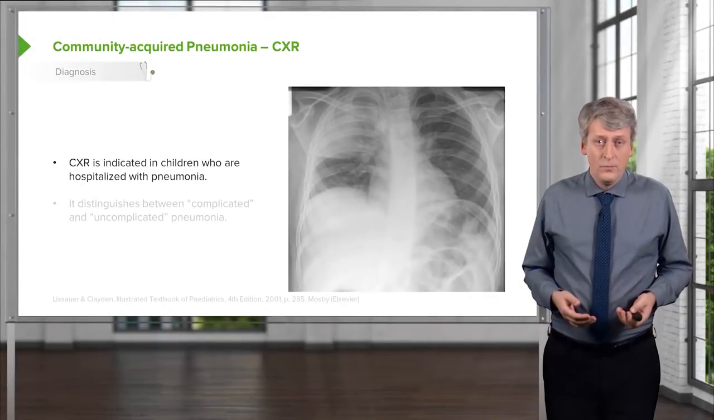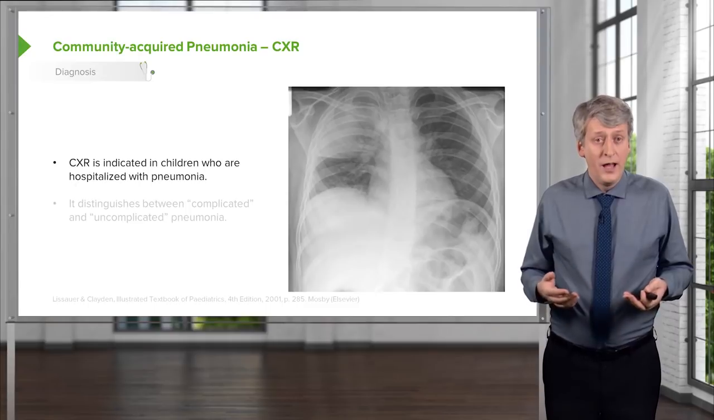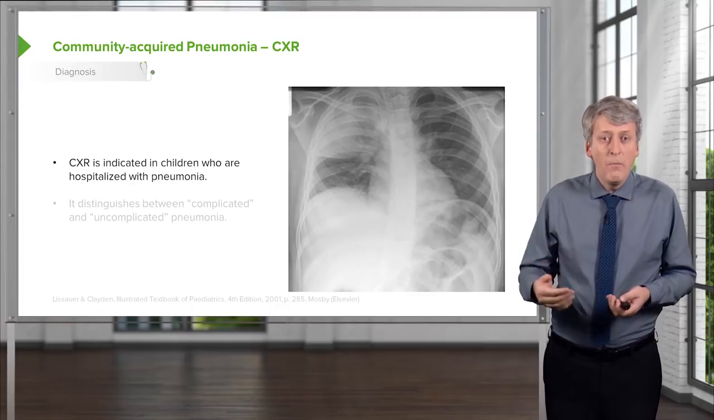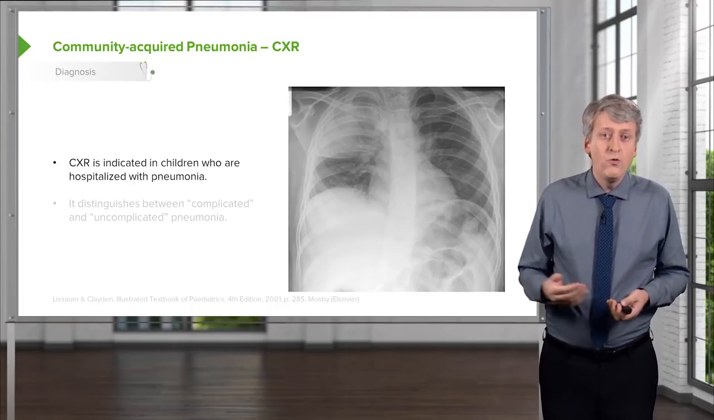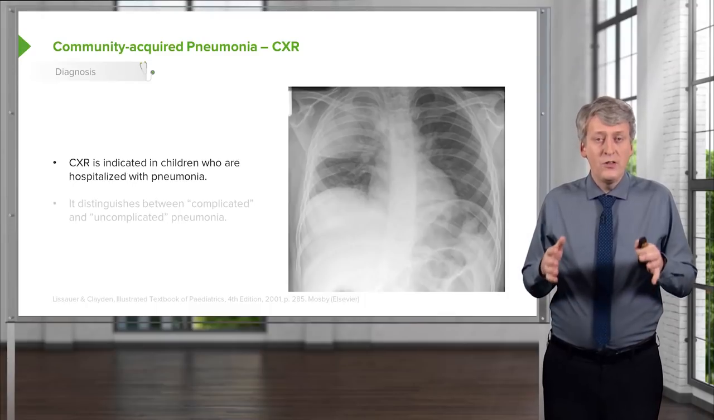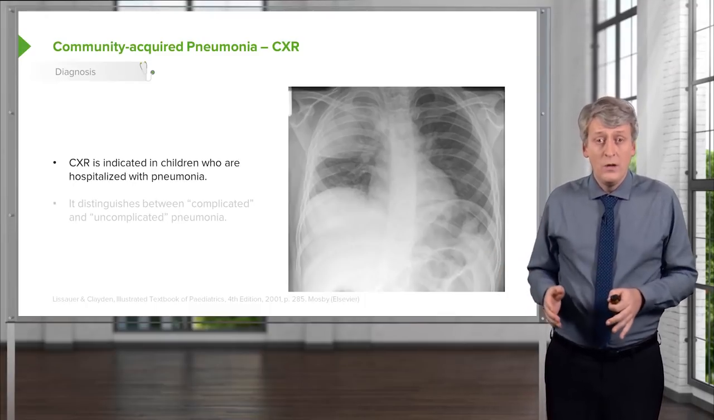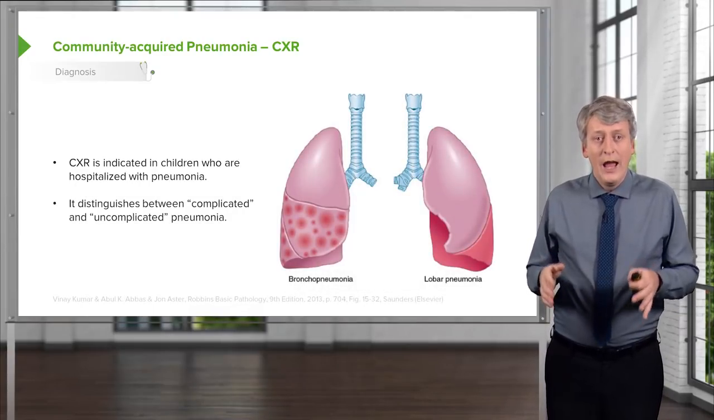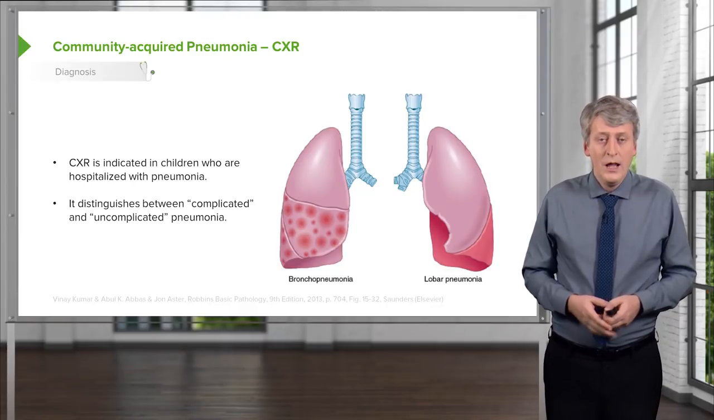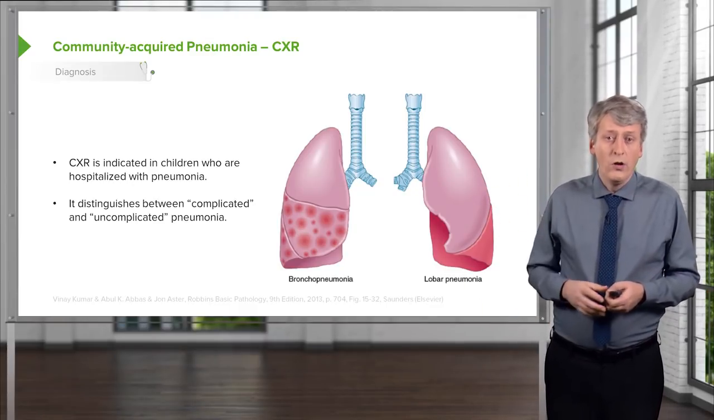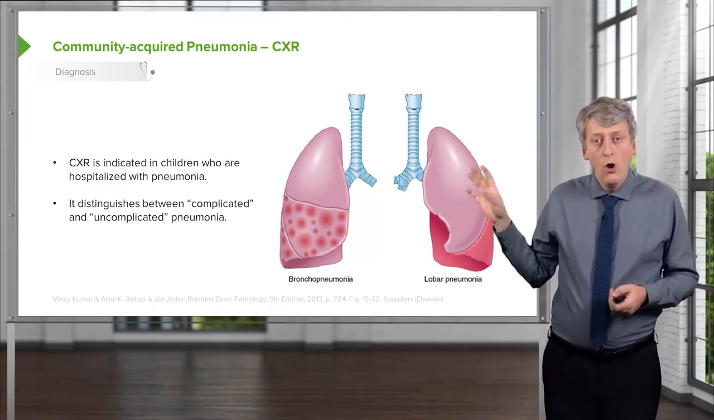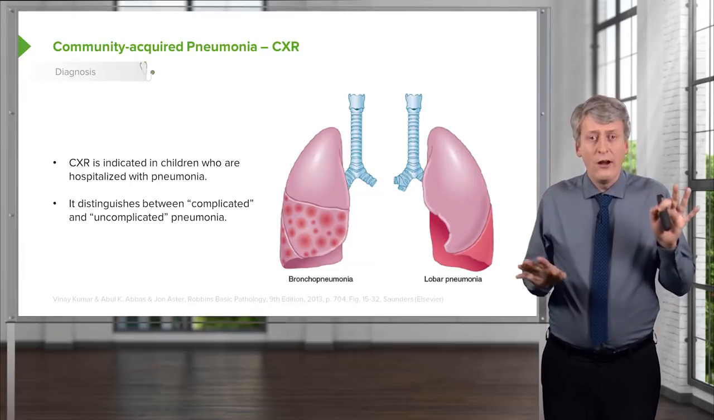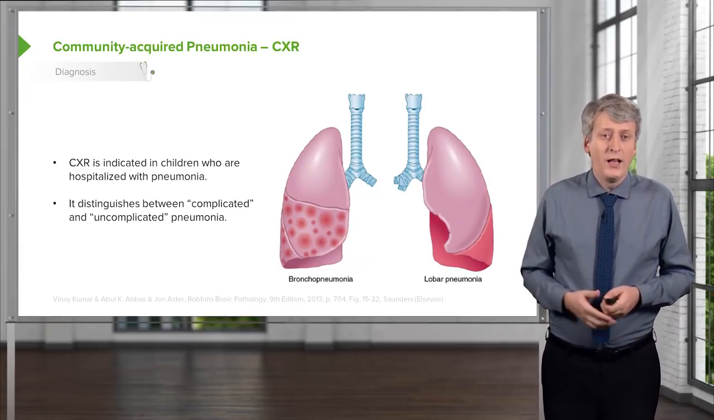So what is useful? Well, if a child is being hospitalized, it is important to get a chest x-ray. That's because there is an increased rate of complicated pneumonia, or pneumonia with effusion that's going on, and the chest x-ray can help you decide if you need to get, in fact, a chest tube in addition to your antibiotics. So it distinguishes between complicated pneumonia and uncomplicated pneumonia. It also distinguishes between bronchopneumonia and lobar pneumonia. A lobar pneumonia is very much likely to be a bacterial pathogen, whereas scattered patchy disease that's diffuse is more likely to be viral.